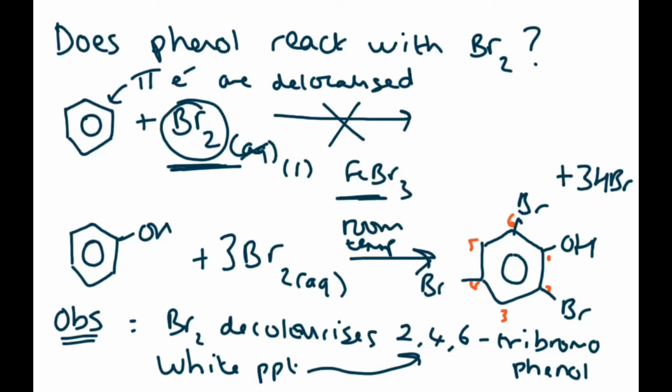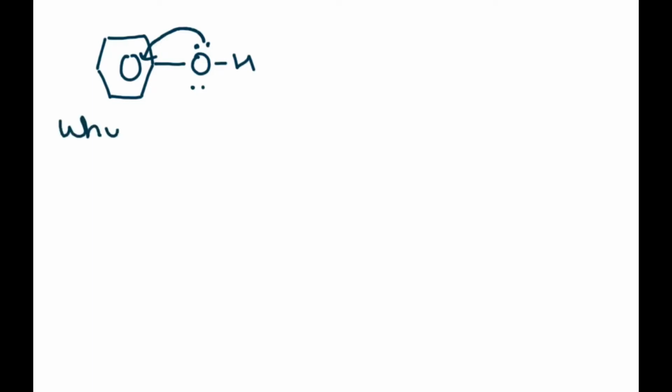So why does phenol react with bromine? Okay, so phenol reacts with bromine because of the lone pair of electrons on the oxygen atom. The lone pair of electrons on the oxygen atom are delocalized, are shared into the ring, yeah? So why does phenol react more readily with bromine?